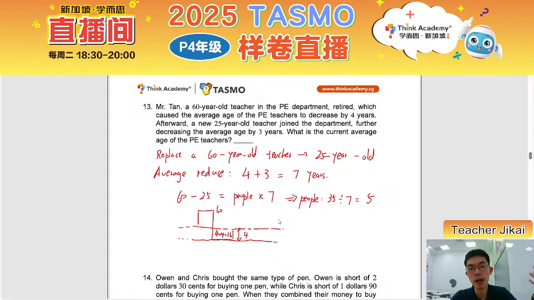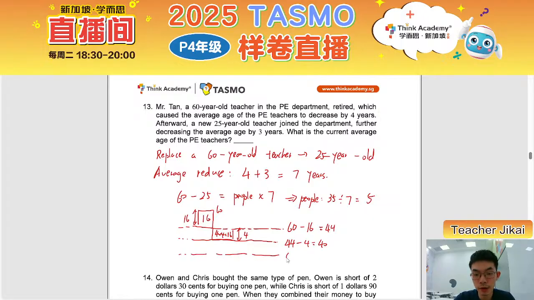And where to compensate this 16 years? Yes, they are from Mr. Tan. So this is 16 years, right? This should be the same. As Mr. Tan is only one person, this part is also 16. So the line here is 60 minus 16, so 44. And 4 years less, so it is 44 minus 4 equals 40. And then, yes, a 25-year-old comes. So this is the new average, the current one, right?